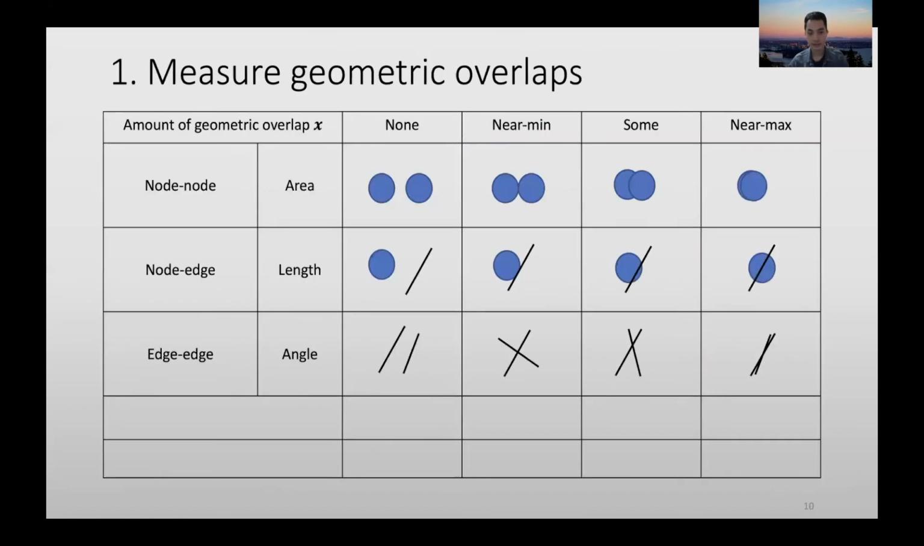So in the first step, here we list out the three cases: node overlap, node-edge overlap, and edge crossings, using area, length, and angle. From left to right, you can see that the two graph elements are overlapping with each other more and more. We distinguish these four cases as none, near min, sum, and near max case.